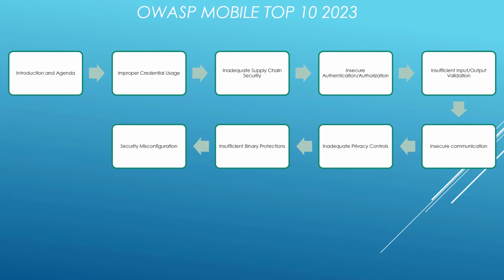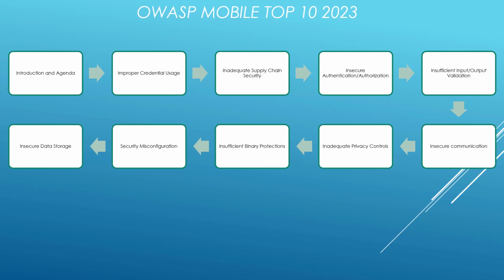Next is security misconfiguration. It was present in the mobile 2016 list as well with a different name. It was named extraneous functionality, which was the M10 category in the older list. Now it has been reworded to security misconfiguration in the 2023 list. So we are going to completely understand it as well.